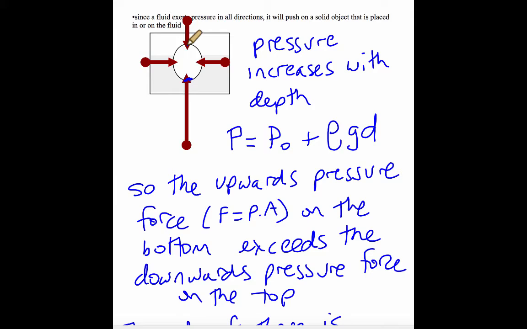Now the relationship that we had for that last class was this one here. It says the pressure at depth is due to the air pressure, or weight of the air column, plus the weight of the liquid that's above you. So because pressure increases with depth, the upwards pressure force on the bottom is always going to be bigger than the pressure force on the top. So the net of those two is going to be upwards, and the net of those two is what we call buoyancy.